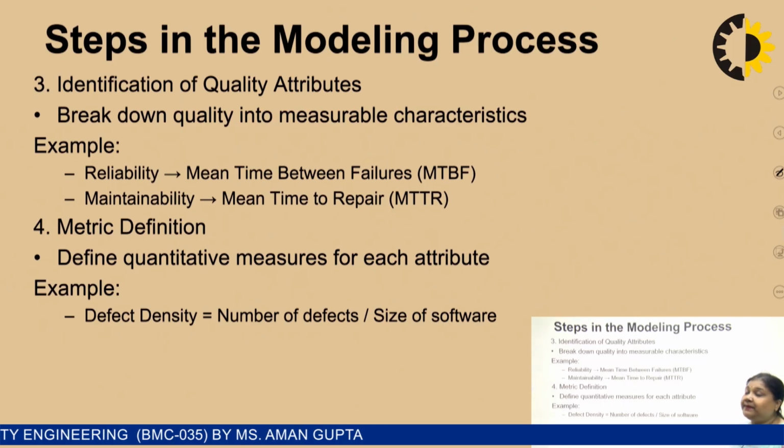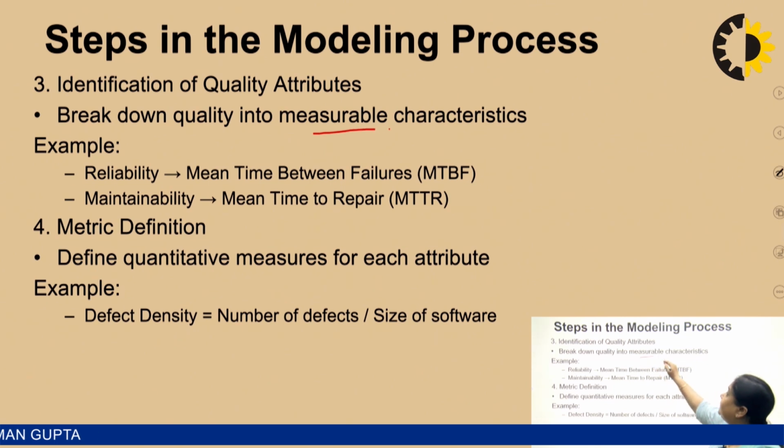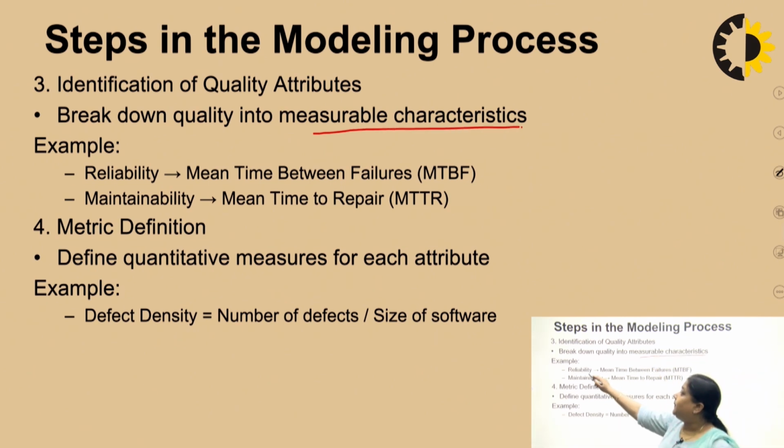Now, the next step is the identification of the quality attributes. For this, we need to break down quality into measurable characteristics. For example, for reliability, the measure is mean time between failures, that is, how often our software fails over a duration of time. Next is maintainability, measured by mean time to repair: when an error occurs, how much time it takes to be repaired.